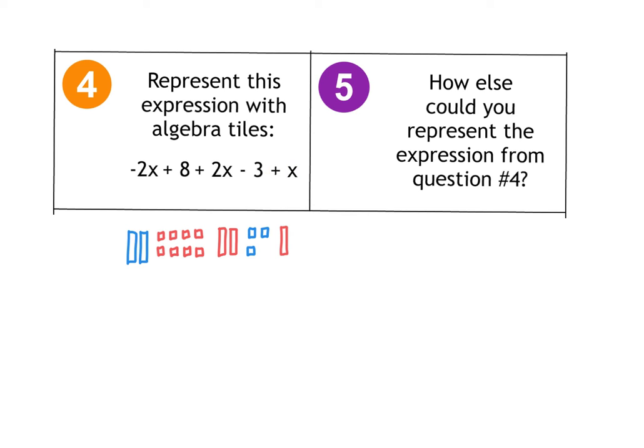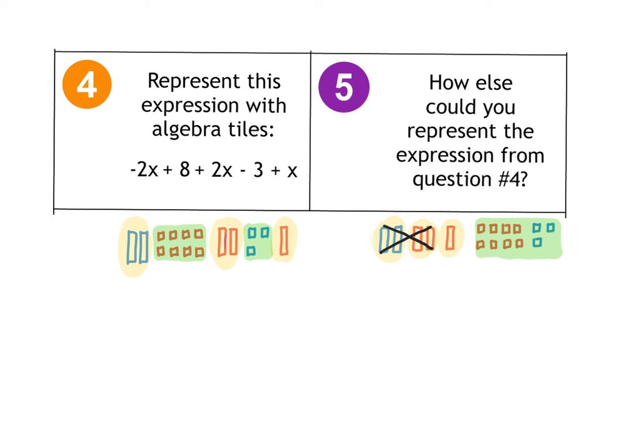The fifth question asks us how else we could represent the expression that we just did. We know that some of those x tiles, or the rectangles, could be put together, and some of the number tiles could be put together as well. So if we rearrange everything so that all of the rectangles are beside each other and all of the number tiles are next to each other, we'll be able to simplify things. We'll see that some of the negatives and positives will cancel each other out or make 0 pairs, and we'll be left with just 1x.